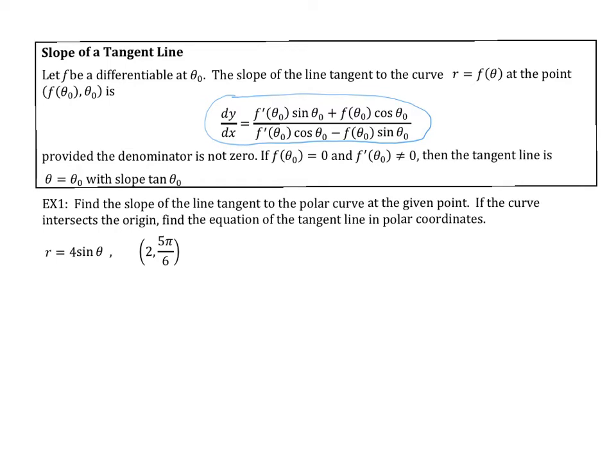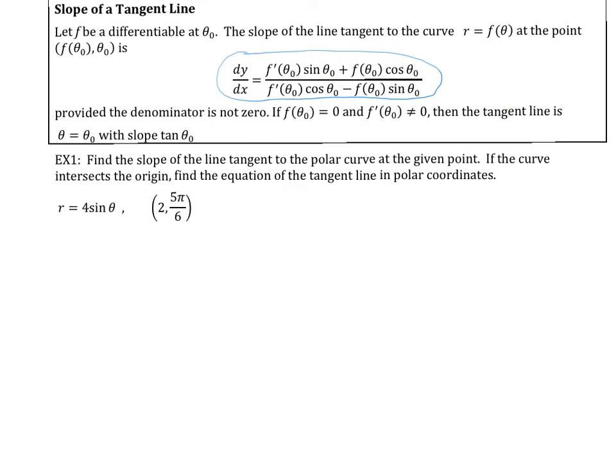So something to note is that as long as the denominator is not 0, if the function is equal to 0, meaning it's going to pass through the origin, and the derivative is not 0, then our tangent line is just going to be theta equal to whatever this theta sub 0 or theta naught value is. So this is the formula for a derivative at some point theta naught.